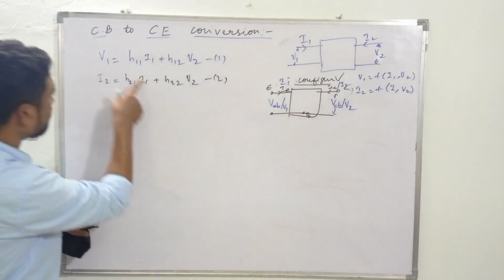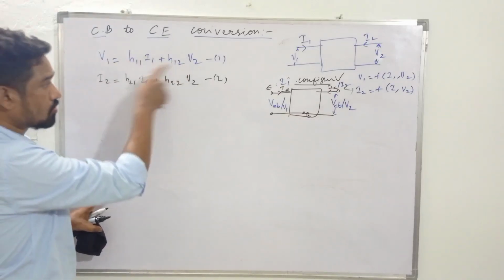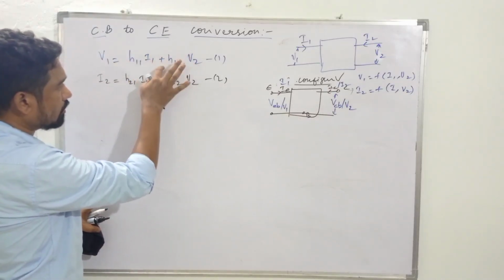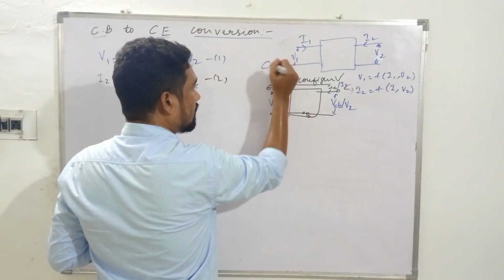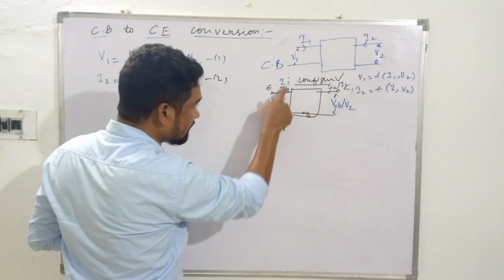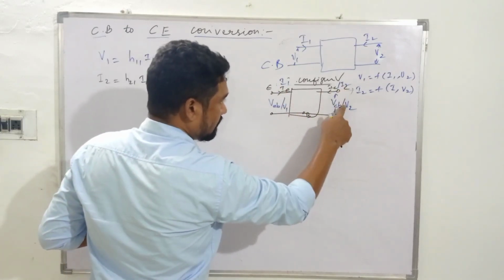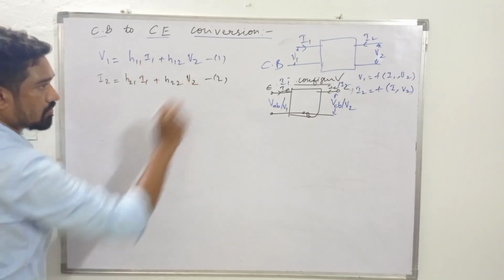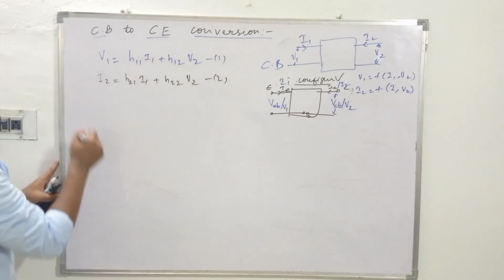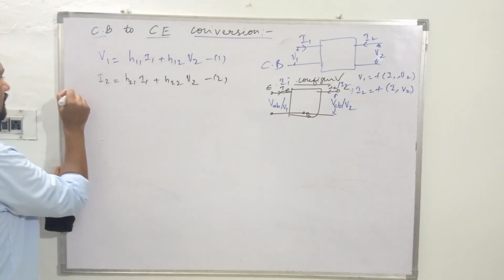Now this has to be plugged in. We write these two important equations in terms of common base with this terminology. This is I1, this is V1, this is I2 and this is V2. So the standard equations have to be written in terms of CB. Let's see. So V1, what's V1? That's VEB.